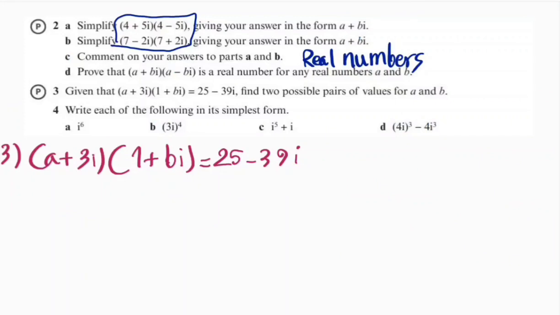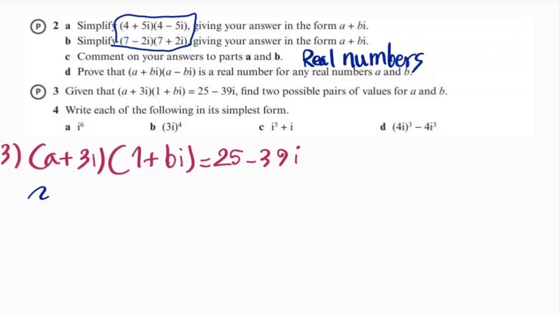3. So given that (a + 3i)(1 + bi) is 25 - 39i, find two possible pairs of values for a and b. It's a very common question, and we can solve this by the technique called equating the coefficients. So the very first thing we do is again expanding these two brackets. So let's do that first.